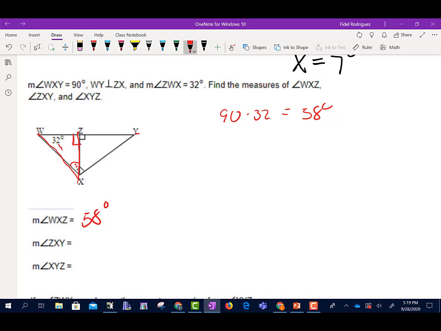Measure of angle ZXY, this angle here. Well, if I know that this is 58, then this one here has to be 32. Because again, that's a right angle, so they're going to add up to 90 degrees. The measure of, let me erase some of this mess. Okay. And let's see. The measure of X, Y, Z. Okay. So if we knew this one here was 58, and we knew this one here was 32, this one also has to be 58 degrees, right?